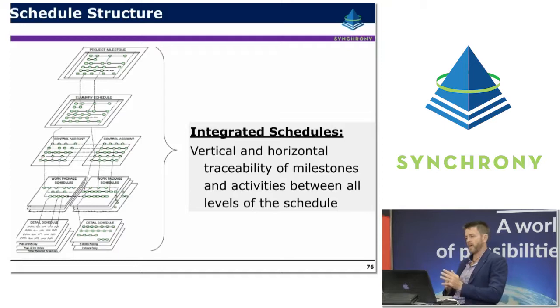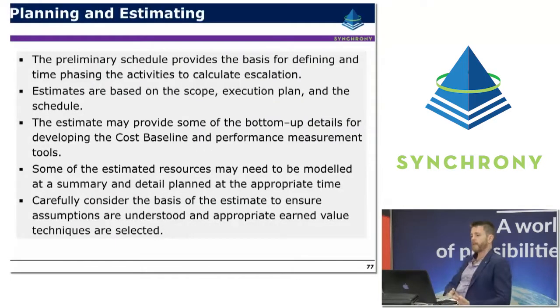Horizontal traceability, on the other hand, is making sure that the sequencing between your activities or the links between your activities, your successor and predecessor logic is in place. So planning and estimating. The preliminary schedule provides the basis for defining the time phasing of the activities, and it also gives you the opportunity to calculate or estimate escalation as well.